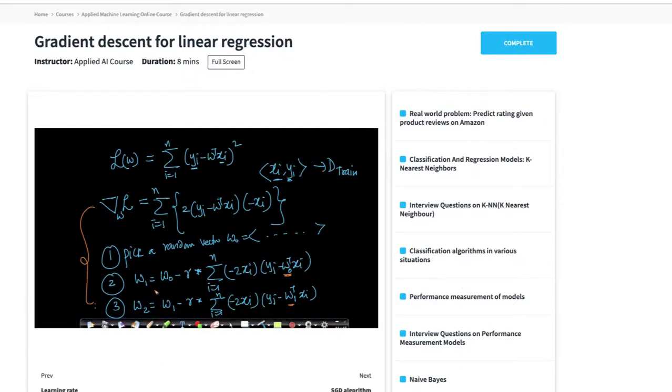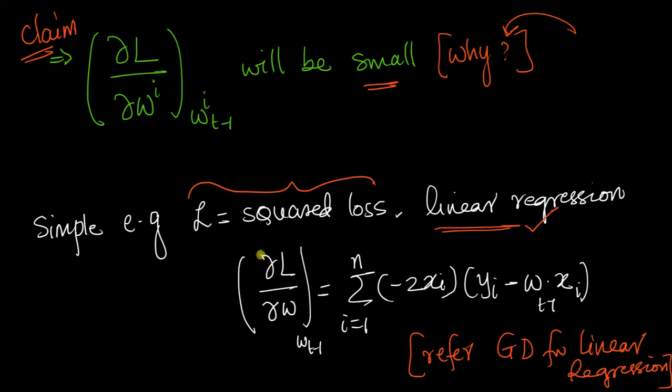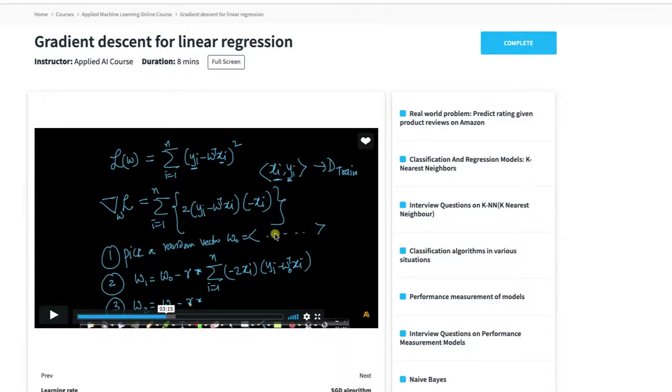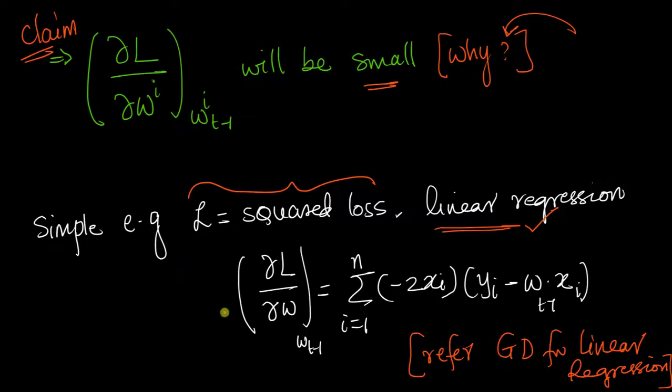In that video, I have derived step by step what the update function looks like, and what this partial derivative will look like. I'm just giving you one example. You can verify this for any loss function, even for logistic regression. My claim here is that this derivative will become very small.